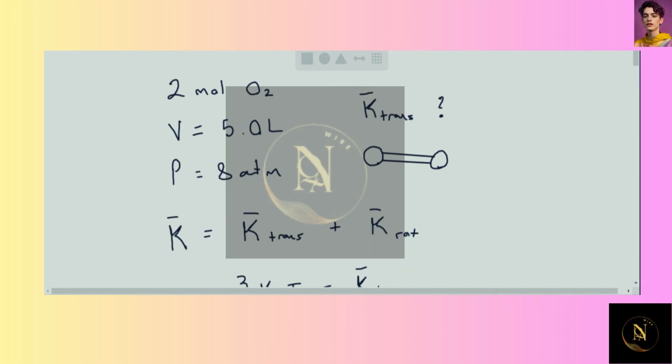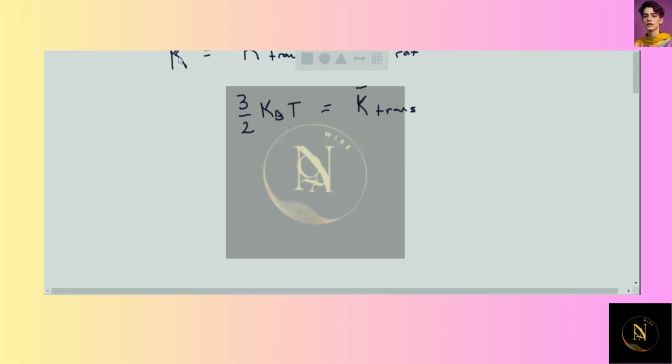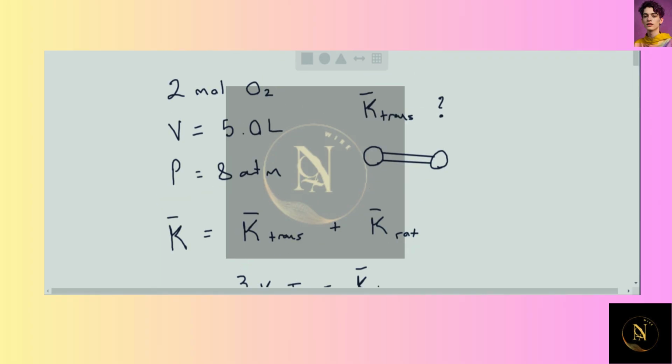So if we recall, the ideal gas law states that PV is equal to nRT. We want to solve for the temperature, so we'll have PV over nR. We will need to convert from atmospheres to pascals for the pressure and from liters to meters cubed for the volume.